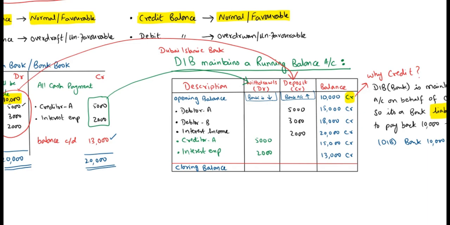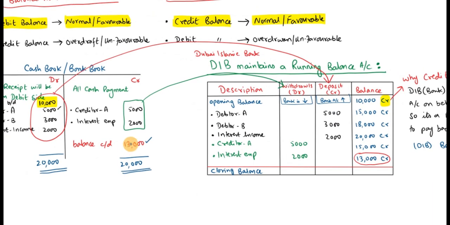So we can say this at the end of the balance. What is the closing balance? The closing balance is 13,000. As you can see, here is 13,000. So 13,000 cash book debit balance, but as per bank passbook there is a credit balance. So what is the closing balance? We can say the closing balance is 13,000.